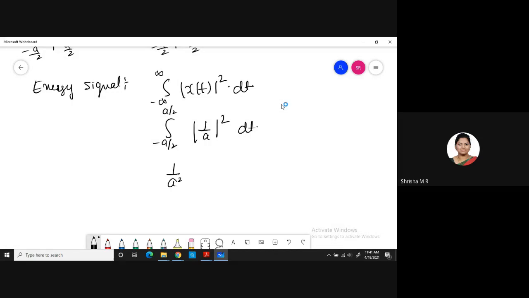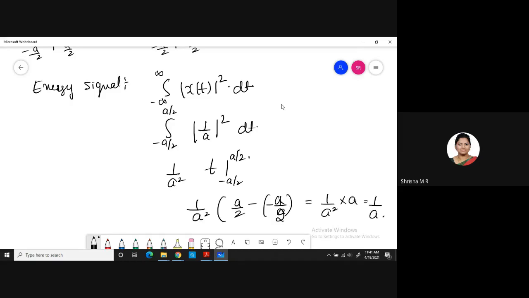So 1 by a square, I take it outside because it's a constant. If you integrate with respect to t, you get t from minus a by 2 to plus a by 2. So you get 1 by a square into a by 2 minus of minus a by 2, so 1 by a square into a. So you get 1 by a. Okay, this is the energy of the rectangular function, 1 by a joules.